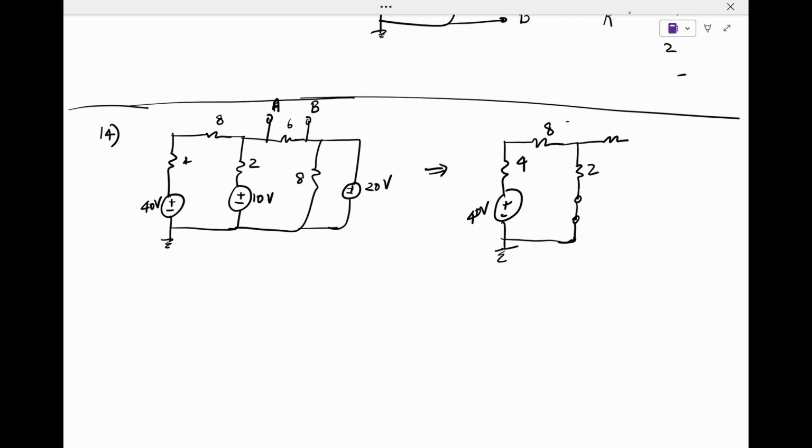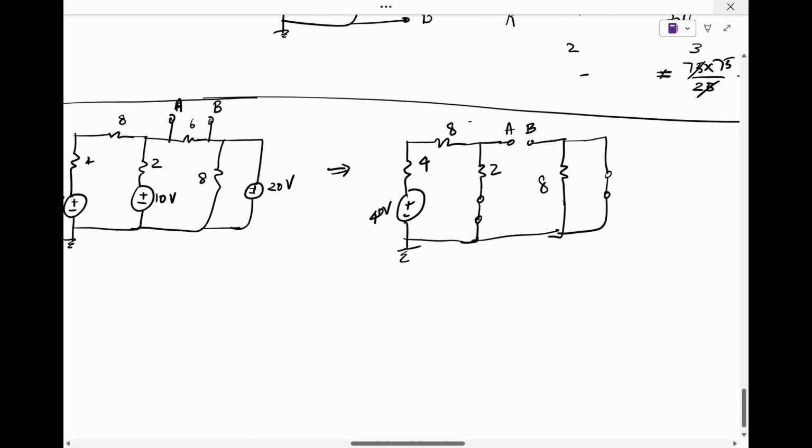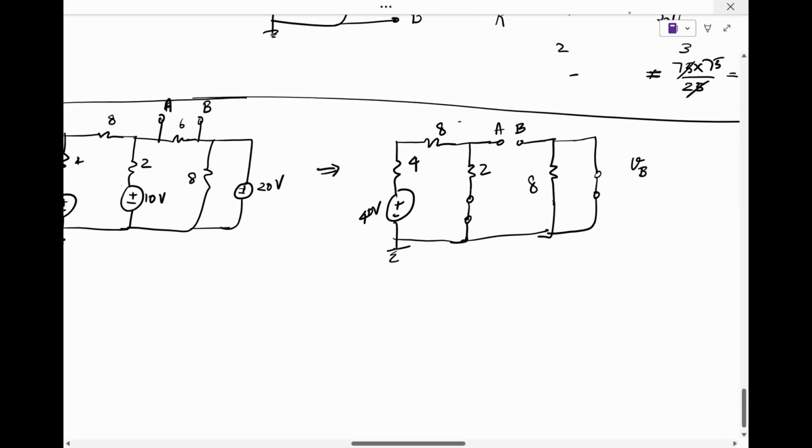and then we have the terminals A and B. So let's remove the load resistance, the 6 ohm resistance as well, and then we have the 8 ohm resistance, and we have a short across this as well. So basically, what is the voltage at B? Let's call it VB1, and that voltage is basically 0 volts, and this 8 ohm resistance goes out of the picture because we have a short across here.